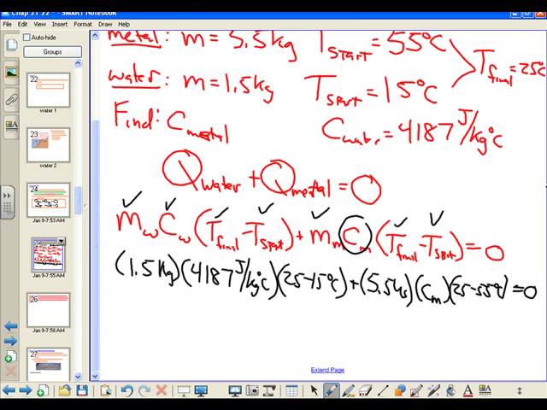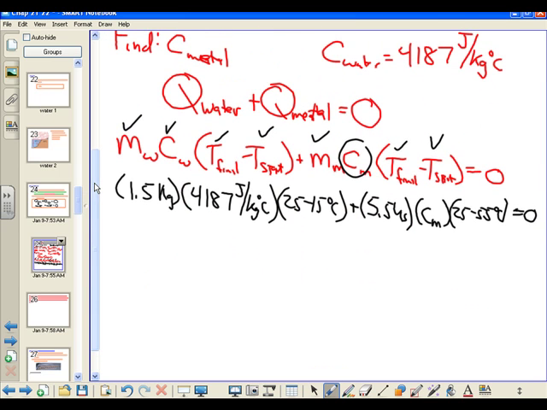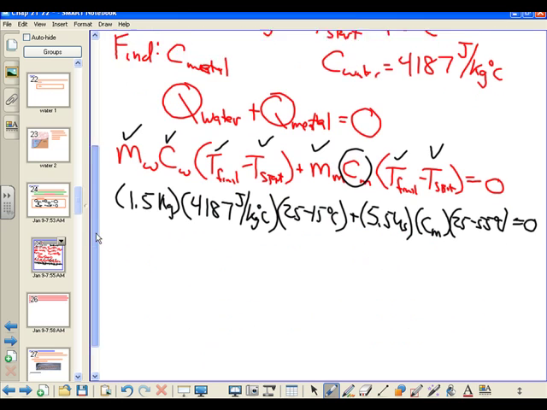So now I have a number plus a number times a variable equals 0. Now we're kind of at that 5 plus 3x equals 0 stage. Well, those are all the numbers from the problem. These are all the numbers I wrote from up here, right? My problem: mass of the metal, T of the metal. These are the numbers you're going to measure in the lab. They're going to be in your data tables.